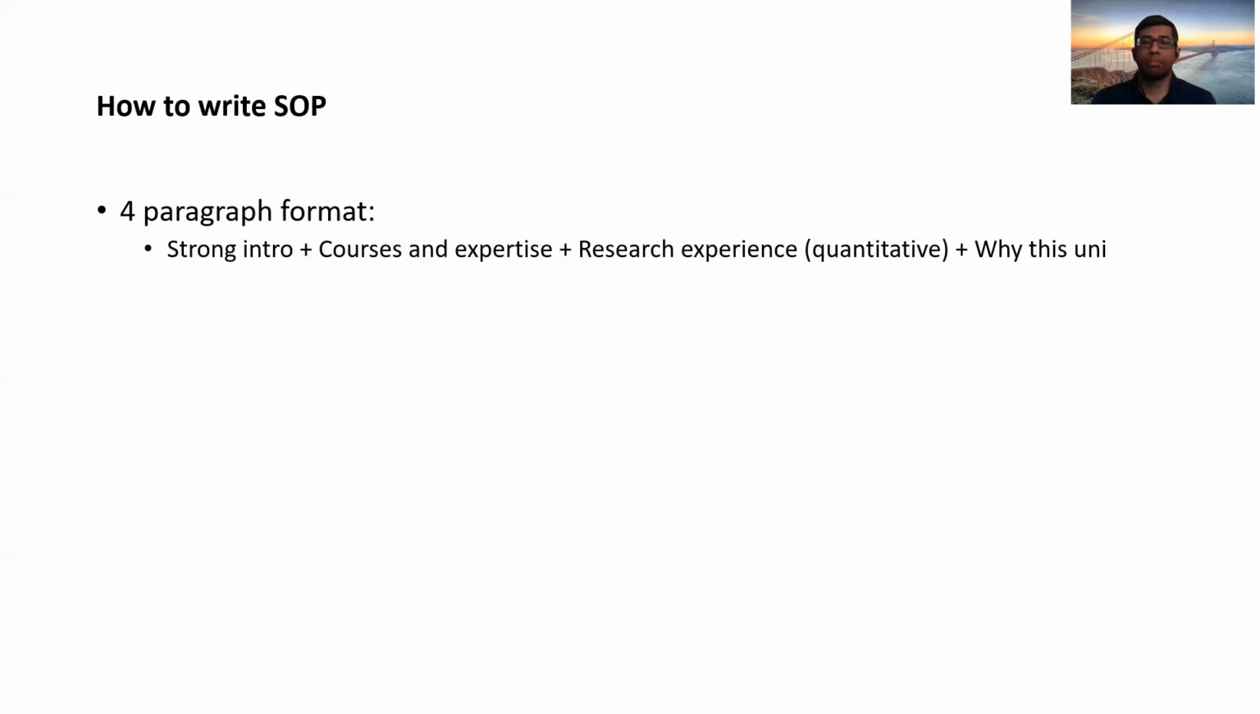And in the second paragraph, there should be a list of your courses and expertise that are aligned with the research position that you're applying for. And the third paragraph should quantitatively describe the most important achievements that you have got from your research. And at last, you should finish very strongly with why you are selecting this particular university or this particular program.